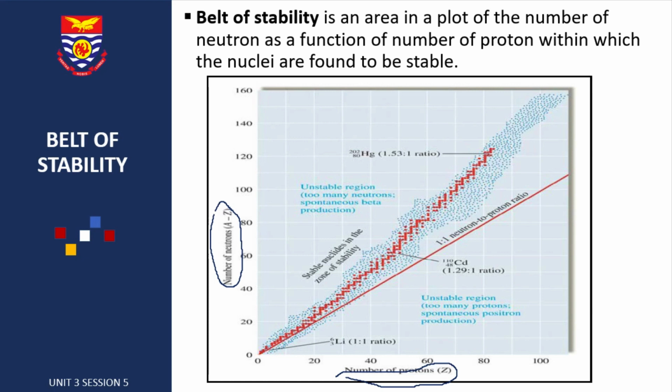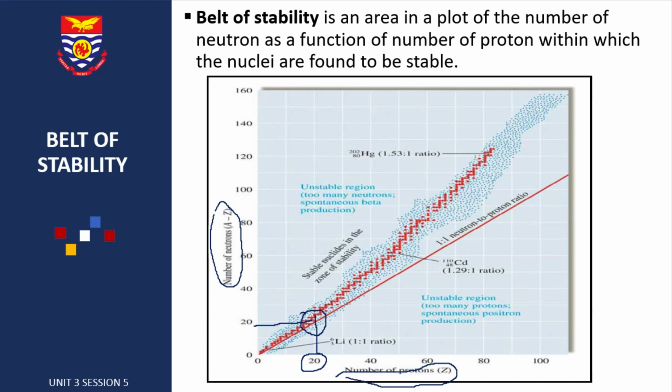Now to interpret this, you consider a typical atom, let's say calcium, with proton number of 20. So you trace the proton number to meet the curve, and you trace the neutron number to also meet the curve. Where these two intersect, the isotope formed at that point is said to be stable because it has a proton to neutron ratio of 1:1.